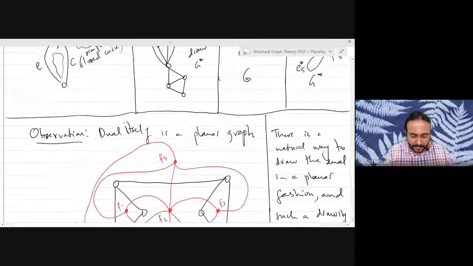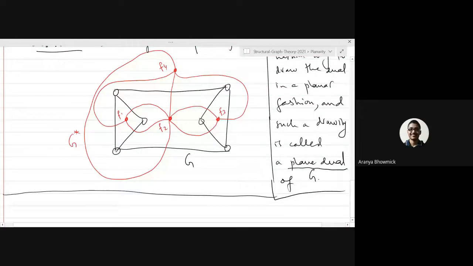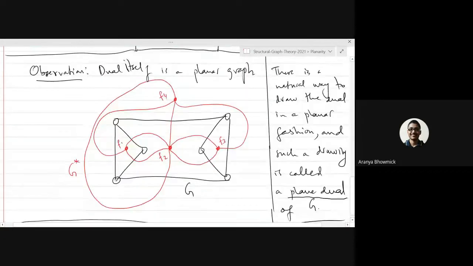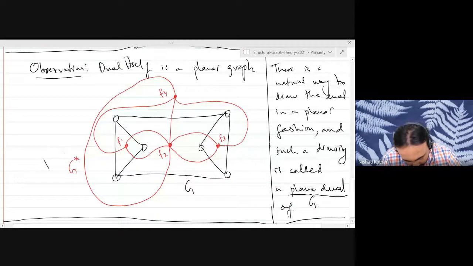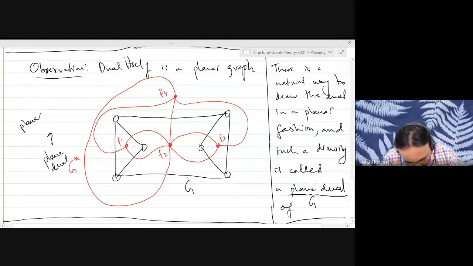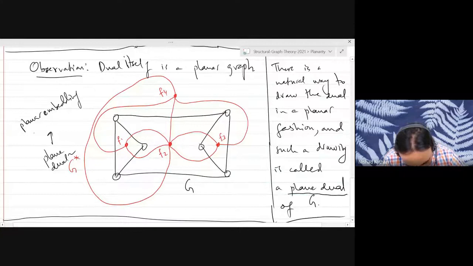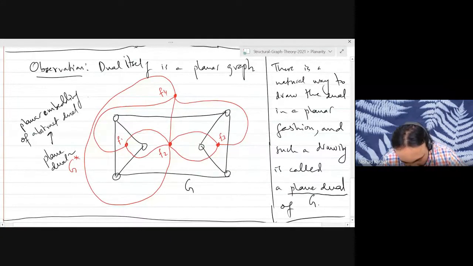Sorry, I went a bit over time, but I wanted to give it a good conclusion. So basically in this example, the red colored line signifies the plane dual, right? That's right, sir. It's a plane dual. Yeah. So the G star here is the plane dual, and it is a planar embedding of the abstract dual. So maybe I'll put a tilde here. It is a planar embedding of the abstract dual G star. Okay. Does that make it clearer?